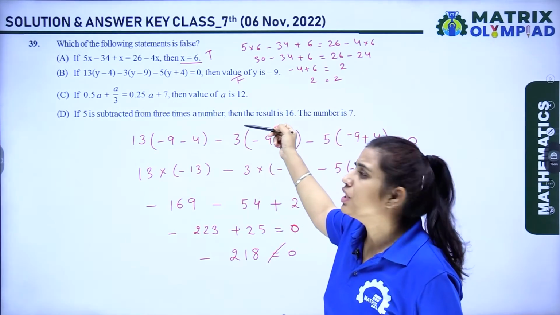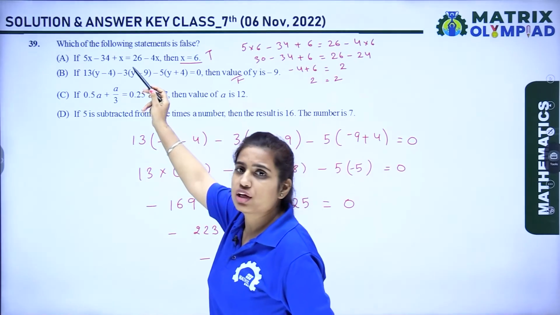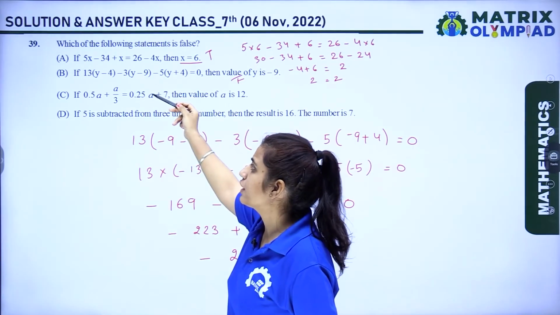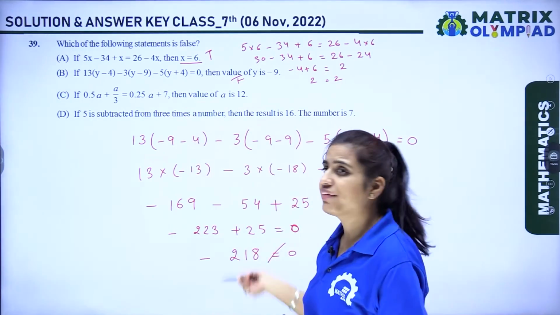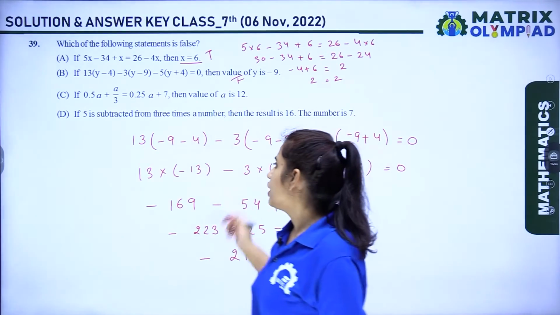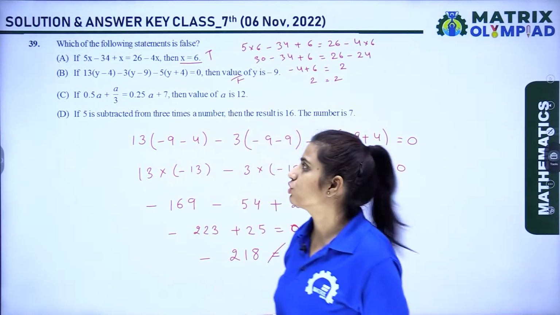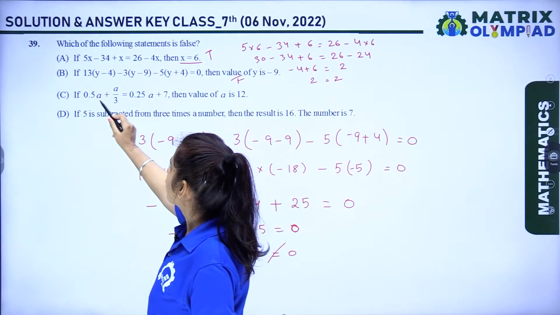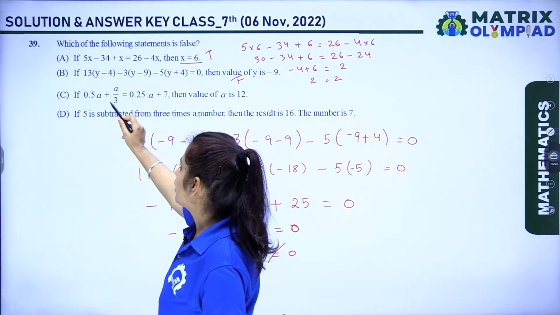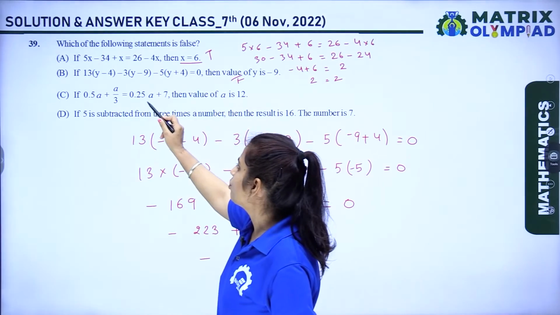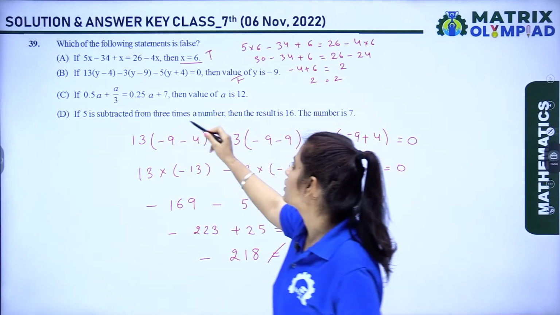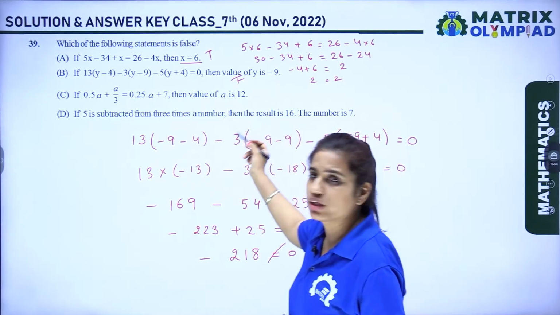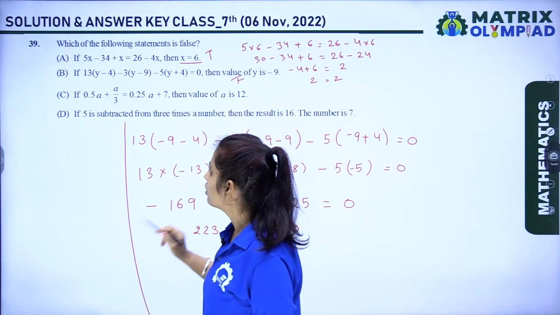Option A, option B we can do by finding out the value of x also. Here in the second option we can also find out by finding out the value of y also, and we can do by this method also. Now option C, 0.5a plus a upon 3 is equal to 0.25a plus 7a. Then the value of a is 12. Let's find out option C.